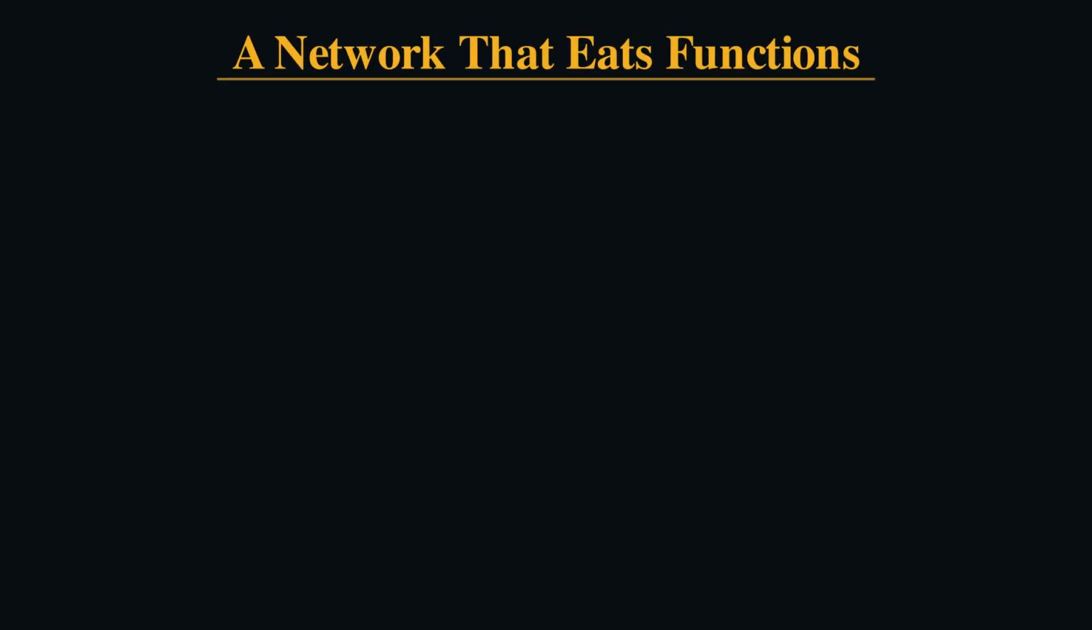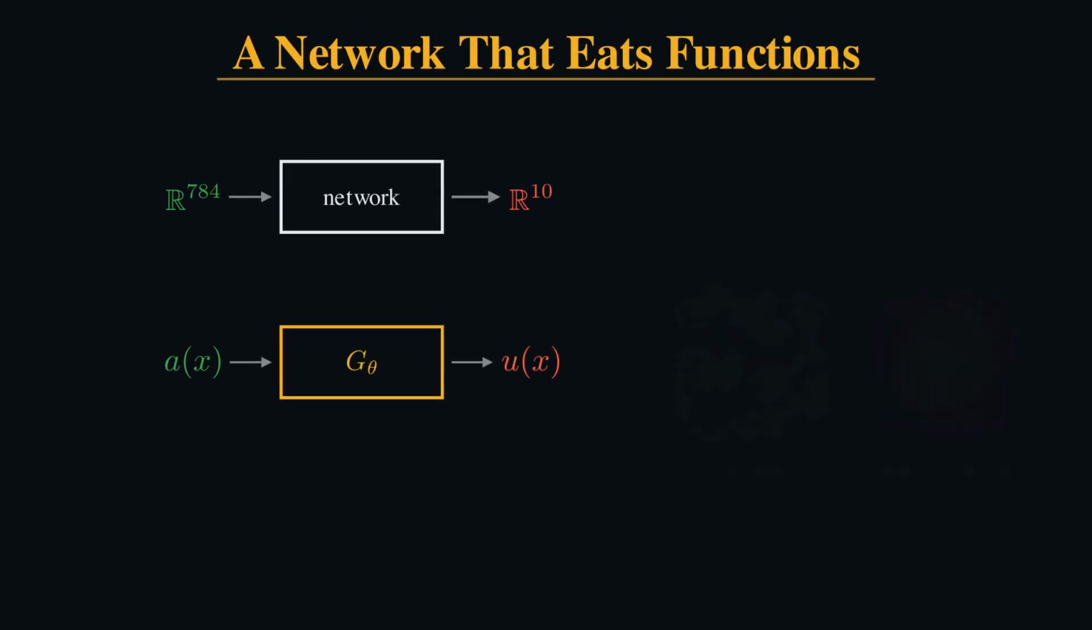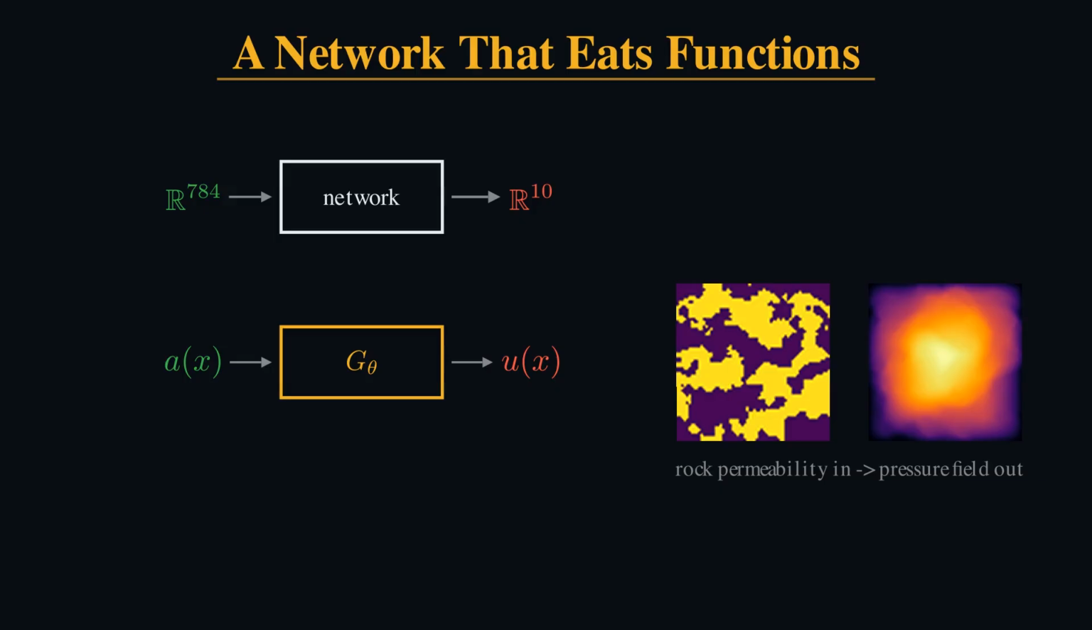An ordinary network maps a fixed list of numbers to a fixed list of numbers. 784 pixels in, 10 classes out. It is welded to one grid. The paper's idea is bigger. Learn a map between functions. In goes an entire input field, like the permeability of rock, a function of space. Out comes the entire solution field, the pressure, another function. One trained operator solves the whole family of equations, any input, and as we will see, any resolution.